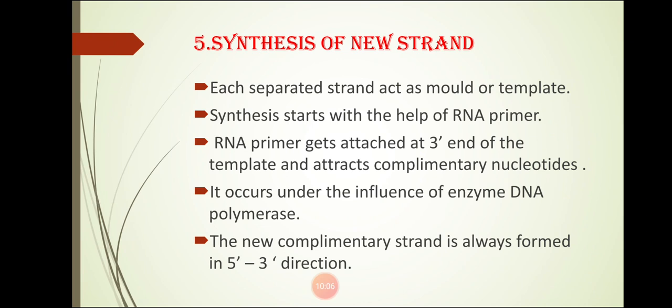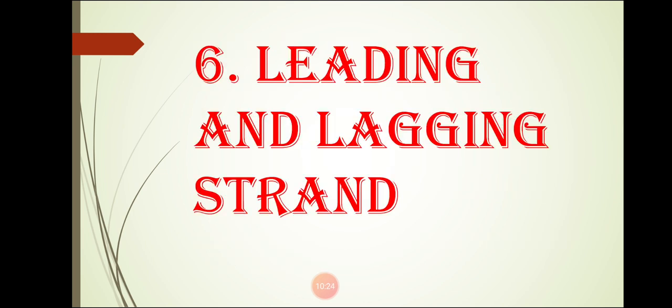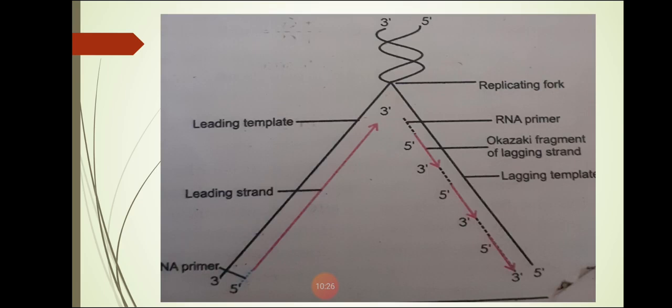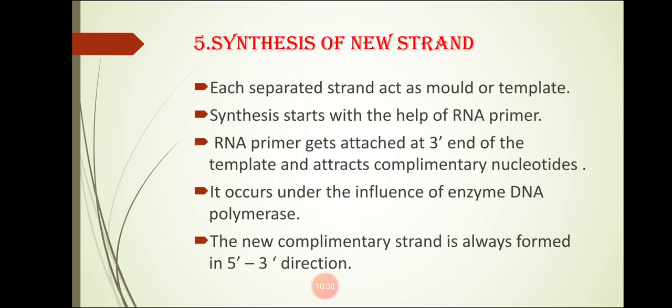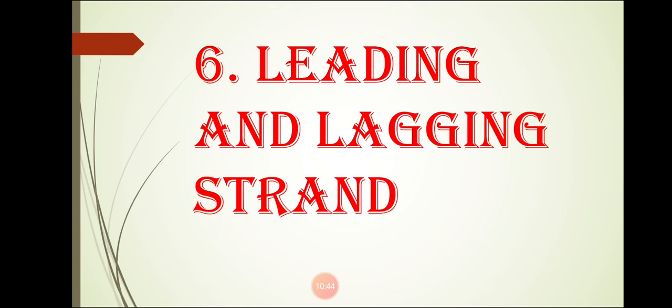Okay, then RNA primer. As RNA primer attaches to the 3' end, what happens? It attracts the complementary nucleotides, and this all takes place under the influence of DNA polymerase. And one more point here, always the new complementary strand is formed in 5' to 3' direction. You can see here, this is a new strand and it is formed in 5' to 3' direction. Again this side, the new strand is formed in 5' to 3' direction. So this is all about synthesis of new strand. Then leading and lagging strand. Sixth point is leading and lagging strand.